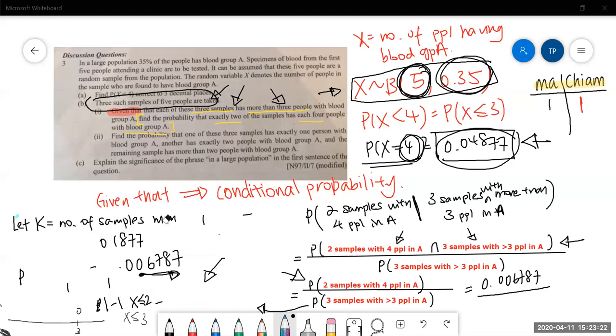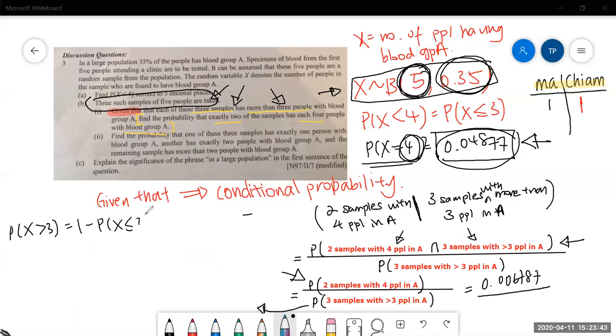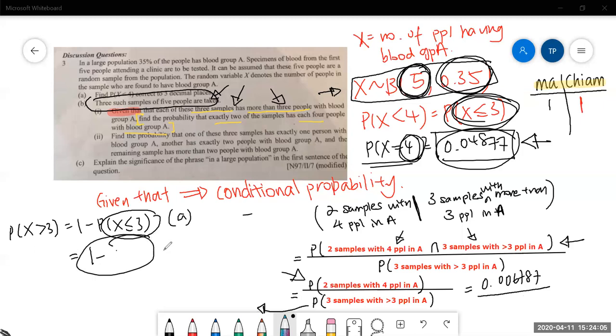Okay, let me erase this whole nonsense. So probability of X greater than 3 will equal 1 minus probability of X less or equals to 3, which we have already found in part A, right over here. So it will be 1 minus whatever answer this is. Let's say this answer is D. Whatever this is, let's say it's D. So we will put D here because we want three samples to be greater than 3. So it will be D cubed, because D times D times D, we want all three samples to be there.